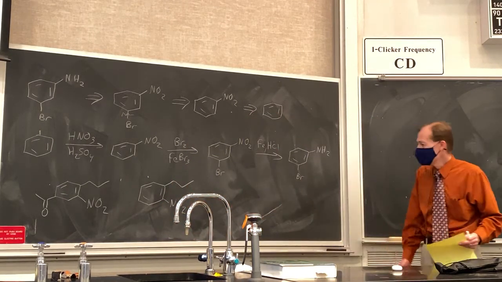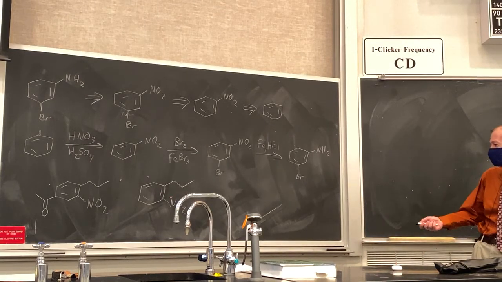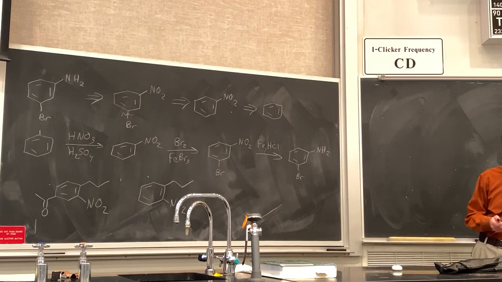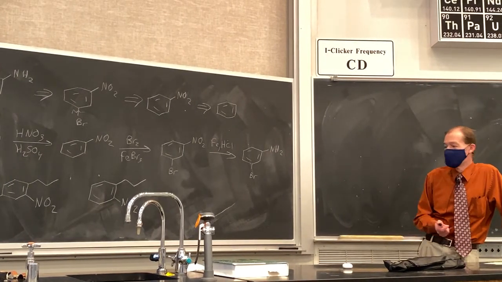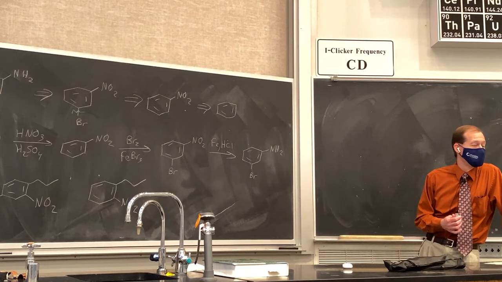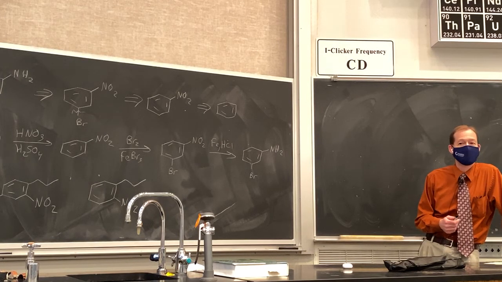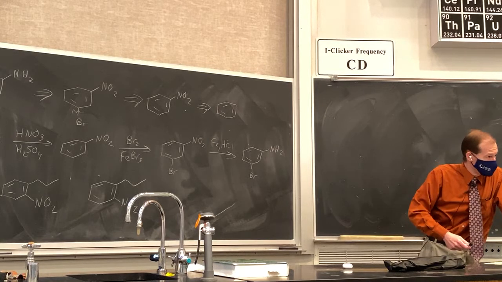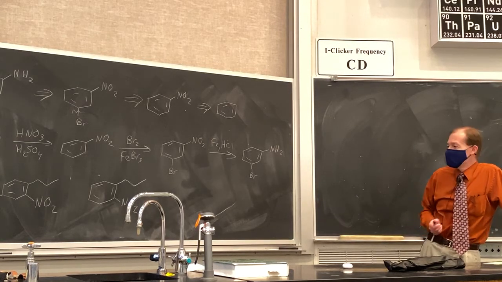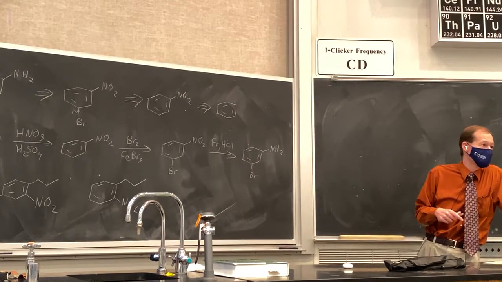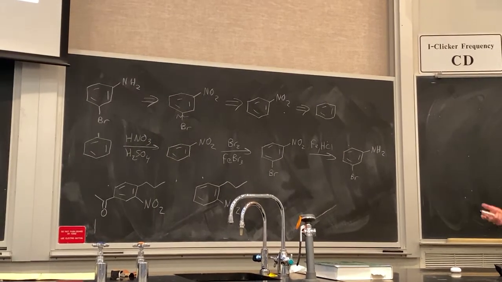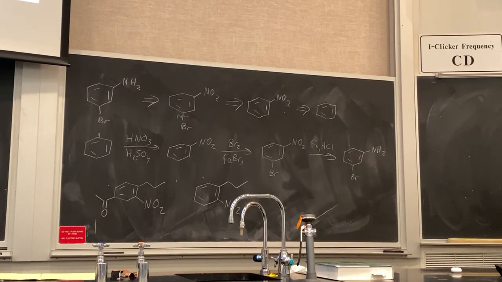ortho-nitropropylbenzene. Could we make this compound from ortho-nitropropylbenzene? No, why not? What would be the problem? Yes? That's exactly right. To attach the ketone or the acetyl group, we would need to perform a Friedel-Crafts acylation. We cannot perform Friedel-Crafts reactions with strongly deactivated benzenes. We've got a nitro group here.